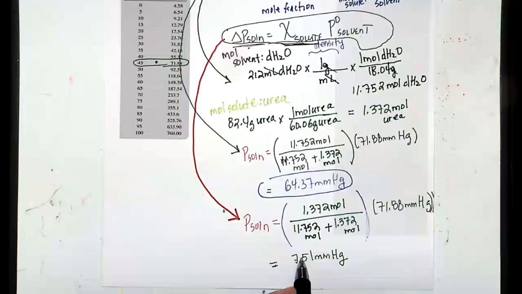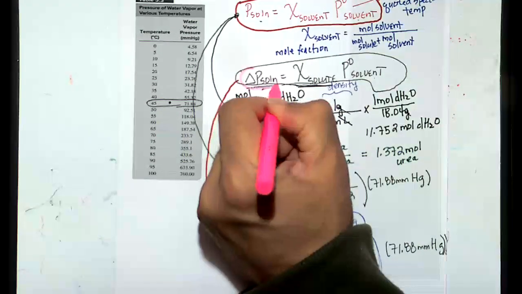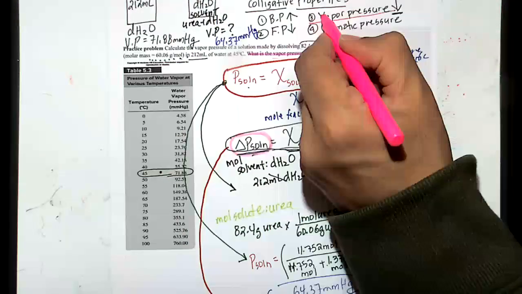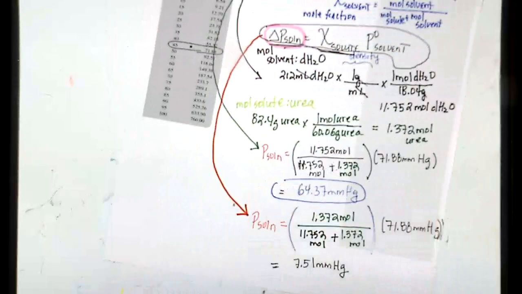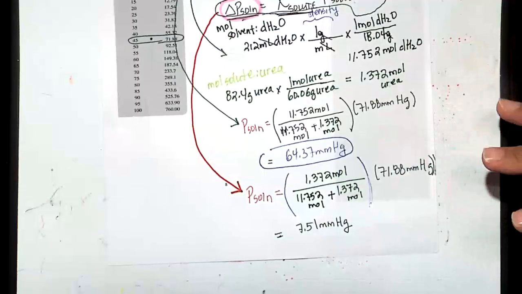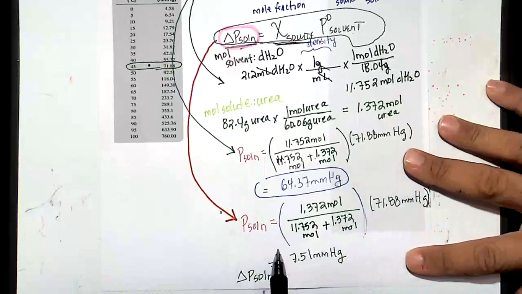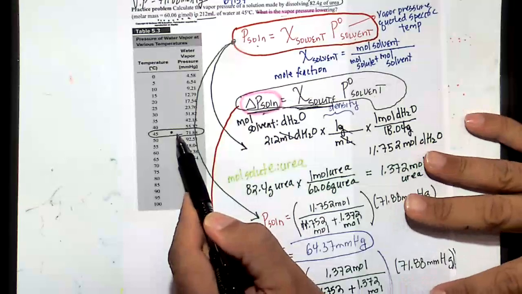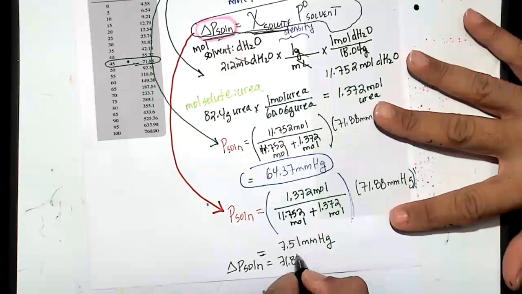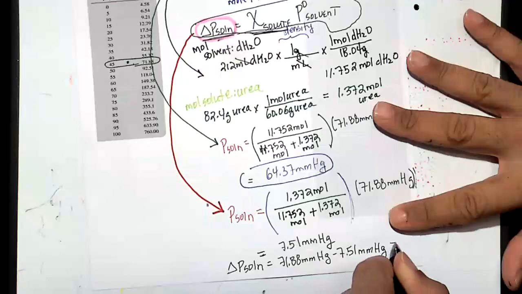Right, so this is not the right answer, but you're just one step away from the right answer. I hope I can convince you. How is it that you're one step from the right answer, Casey? Because it's not the vapor pressure of the solution. Okay, what are you calculating? The change, okay? And what do we know about the vapor pressure? It's going to go down. So you're going to take the 71.88 and do what with it? Subtract. Okay, so delta P solution is going to be the 71.88. We know it lowers. Minus 7.51 millimeters of mercury.